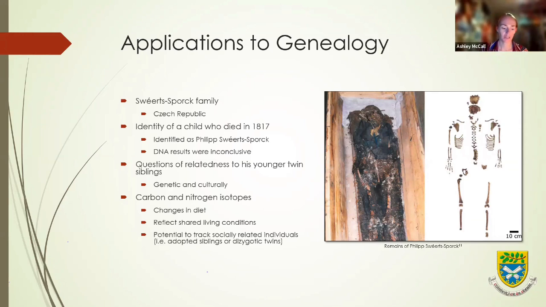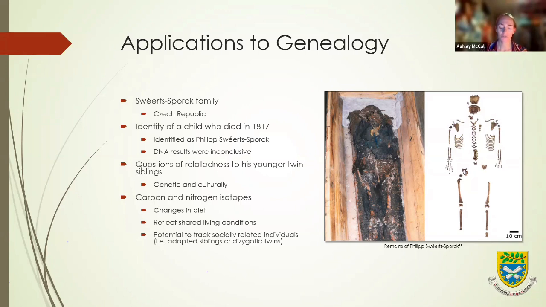So, applications to genealogy. I'm going to mispronounce this name, the Sviertz-Spork family were counts in Bohemia from the 17th to 20th centuries, in what is the Czech Republic, or Czechia. The modern family wanted to clarify the biological relatedness of a child who died in 1817, named Philip Sviertz-Spork. Due to the degraded remains, the DNA analysis was inconclusive.